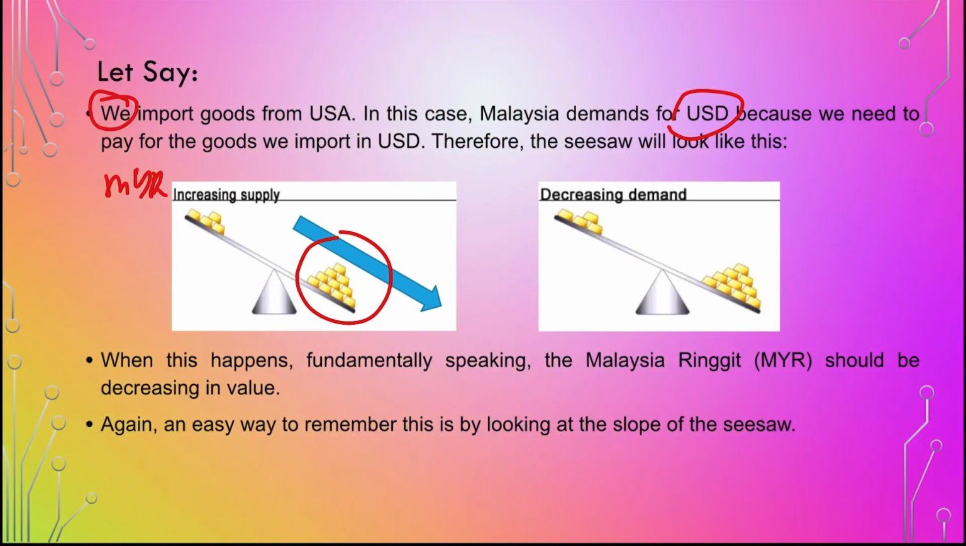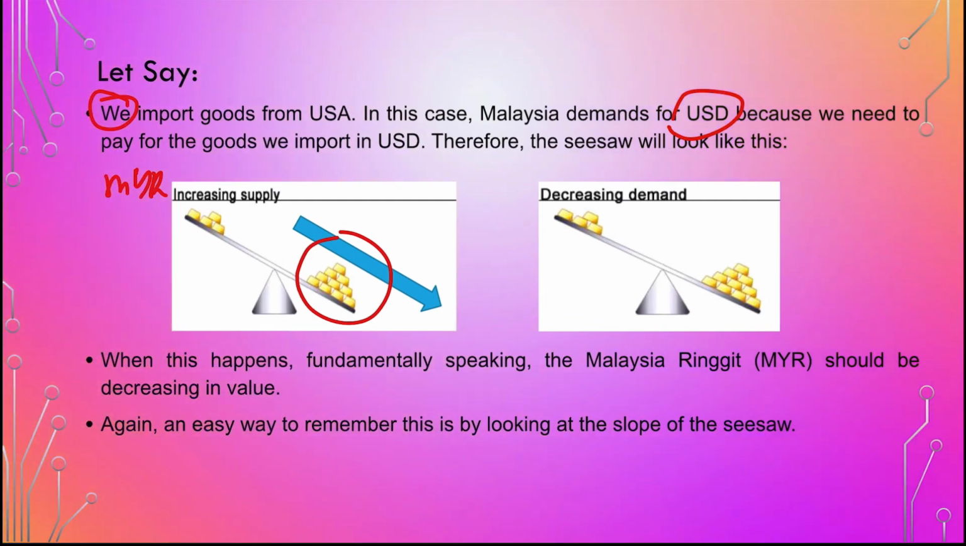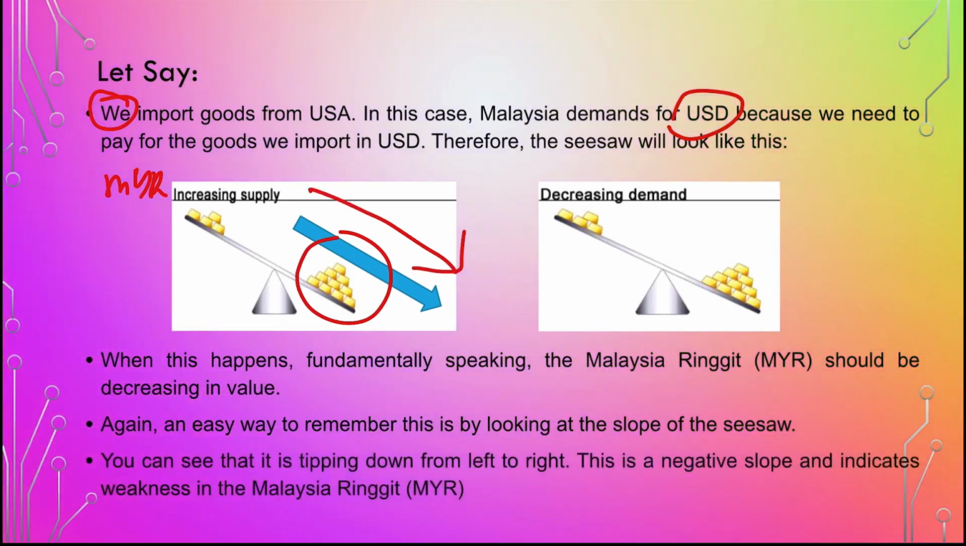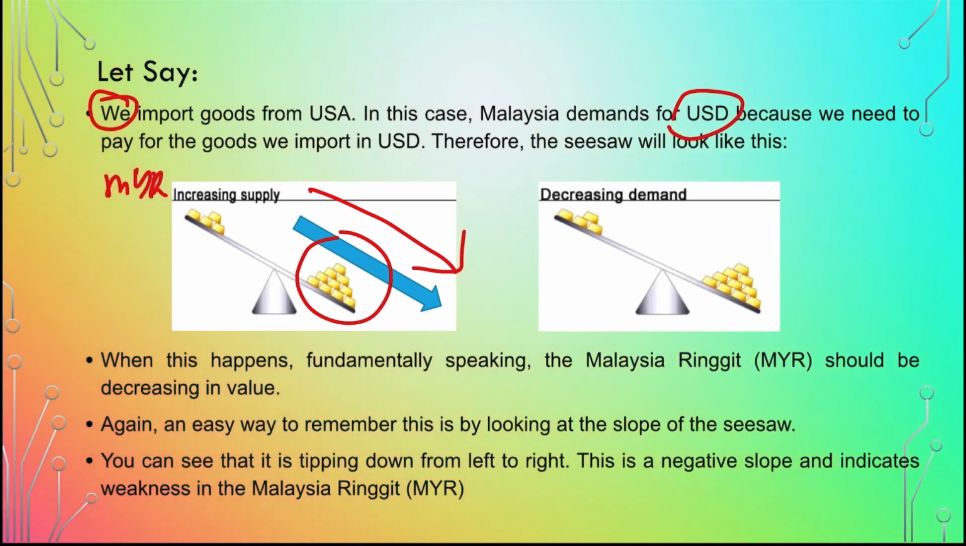Again, an easy way to remember this is by looking at the slope of the seesaw. You can see that it's a downward slope from left to right. This is the negative slope and indicates the weakness in the Malaysia ringgit.